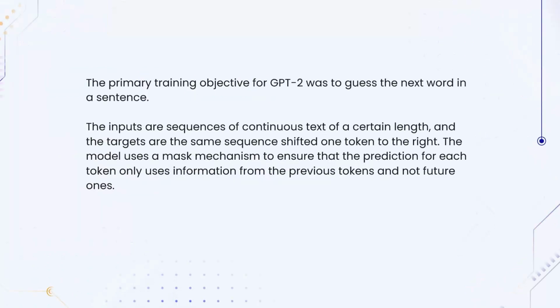The primary objective for GPT-2 was to guess the next word in a sentence. The inputs are sequences of continuous text of a certain length, and the targets are the same sequence shifted one token to the right. The model uses a mask mechanism to ensure that the prediction for each token only uses information from the previous tokens and not future ones.